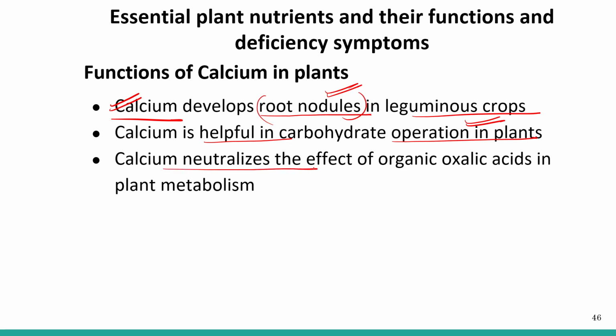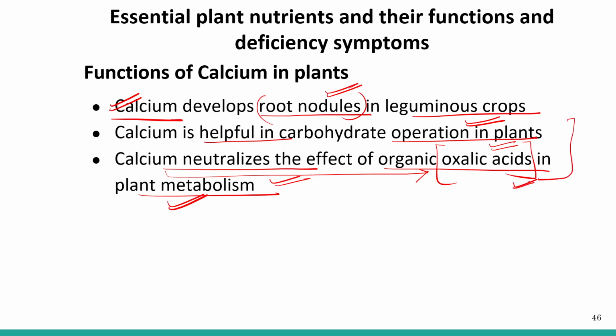Calcium neutralizes the effect of organic oxalic acid in plant metabolism. So organic acid, that is oxalic acid, gets neutralized with the help of calcium. So this is also required in plant metabolism. So it is required for the structural component as well as for the metabolism.